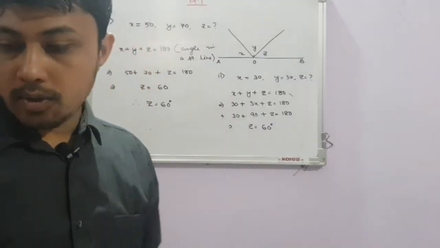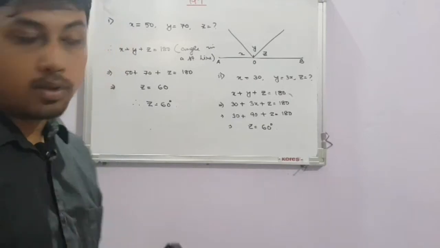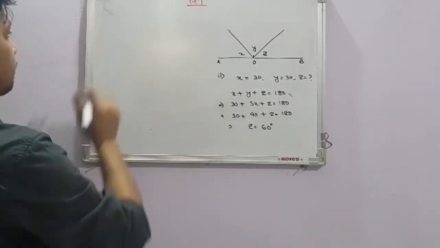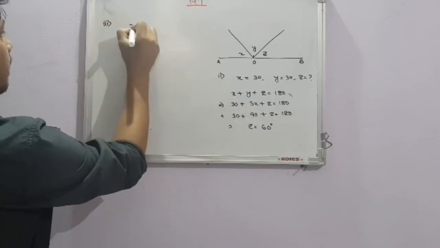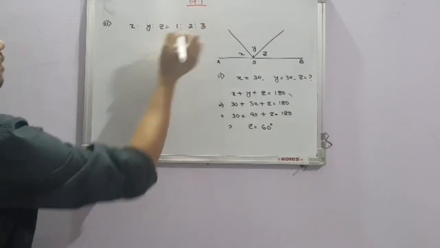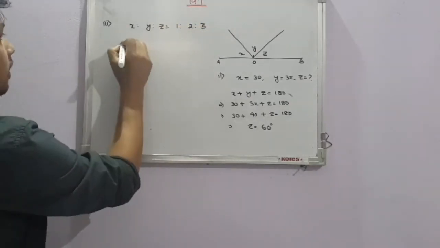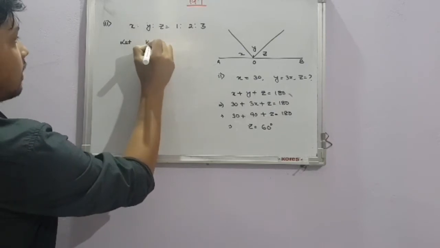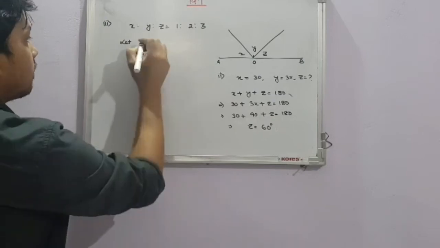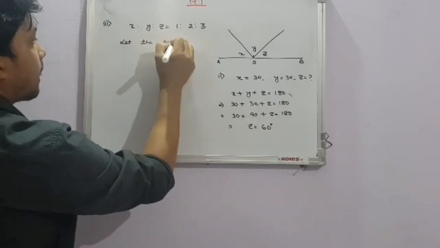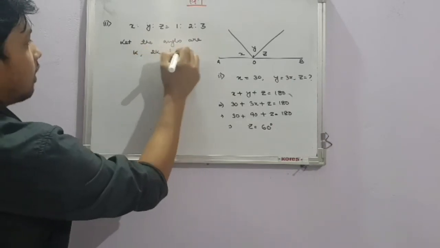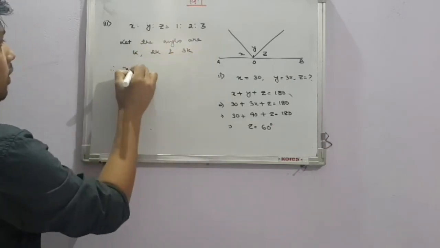Number 3, a ratio is given, x is to y is to z is 1 is to 2 is to 3. Alright. So let's try to solve that part. In part 3, x is to y is to z is 1 is to 2 is to 3. So again, this time I'll assume that the angles are k. Don't write x because x is already involved, right? So let the angles be k, 2k and 3k.